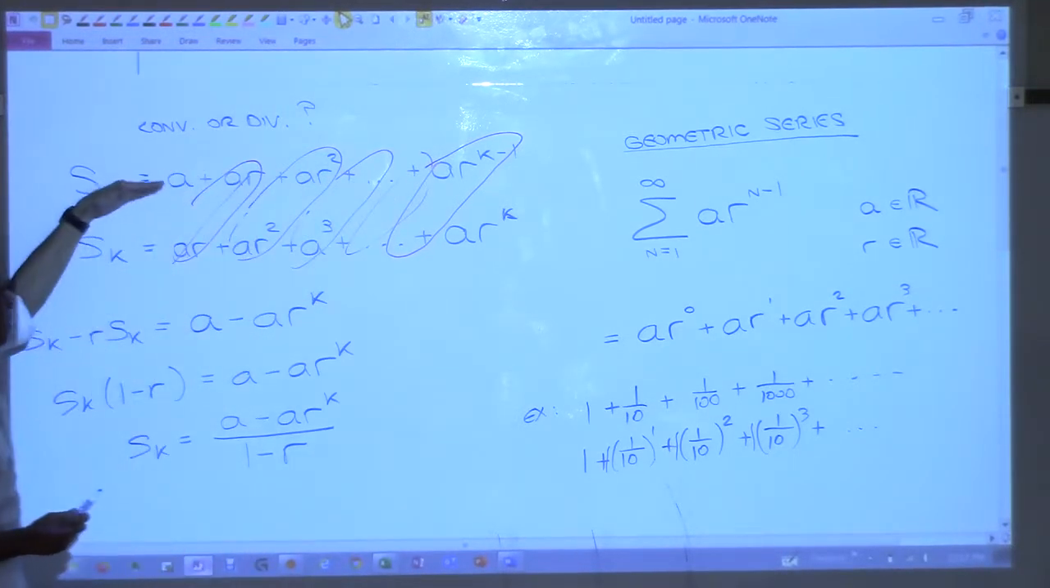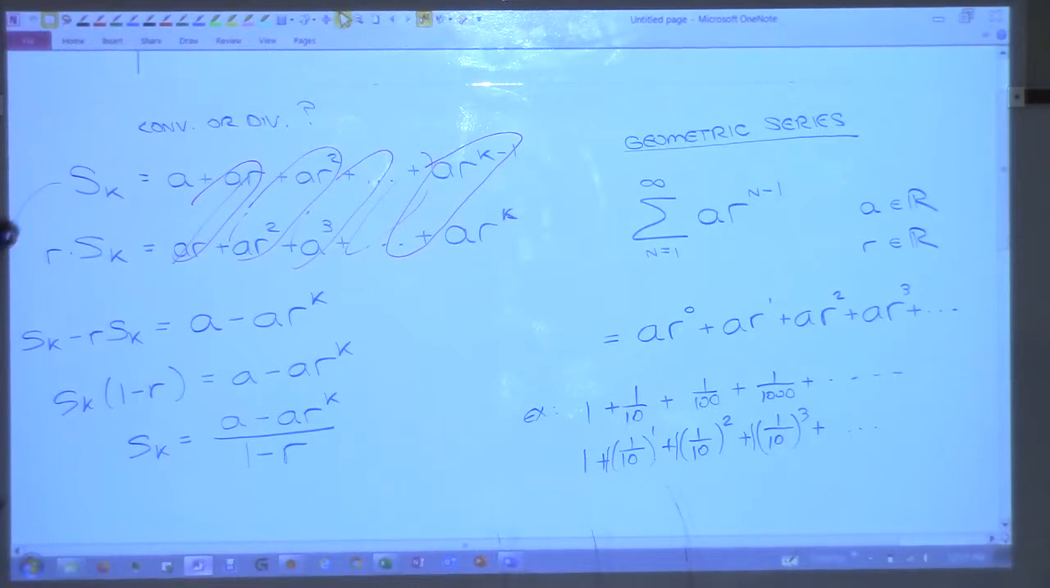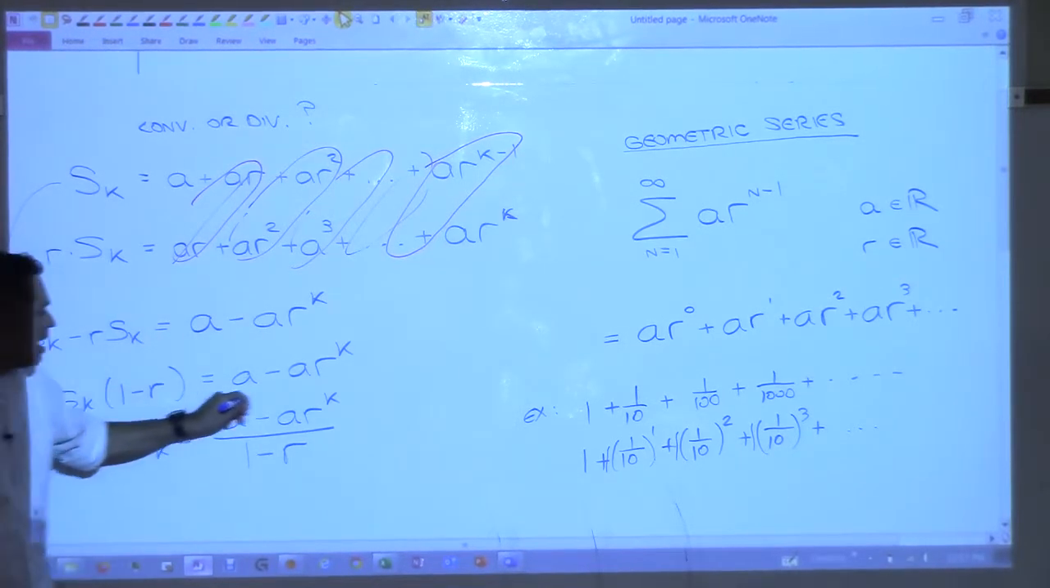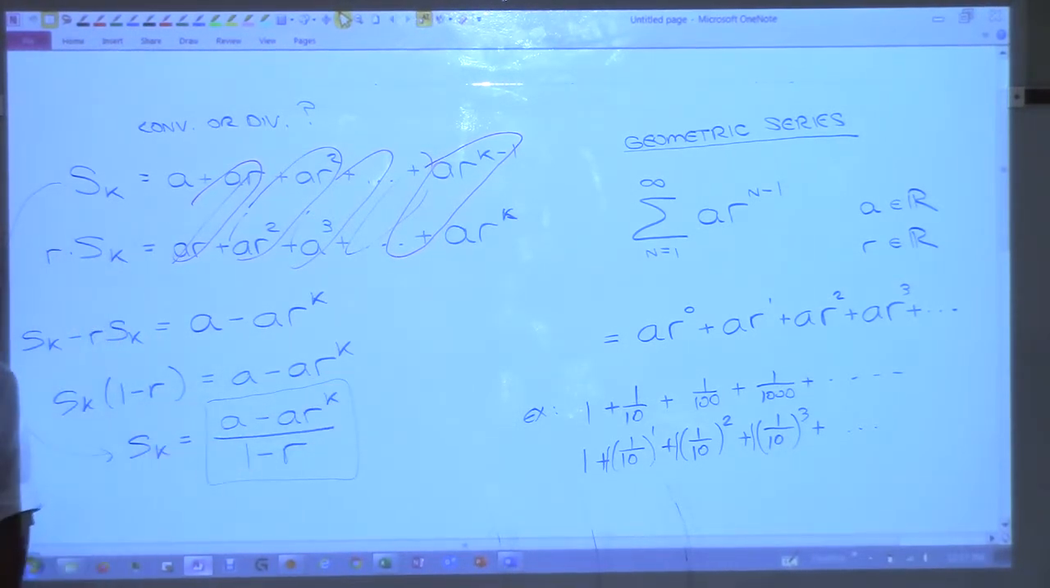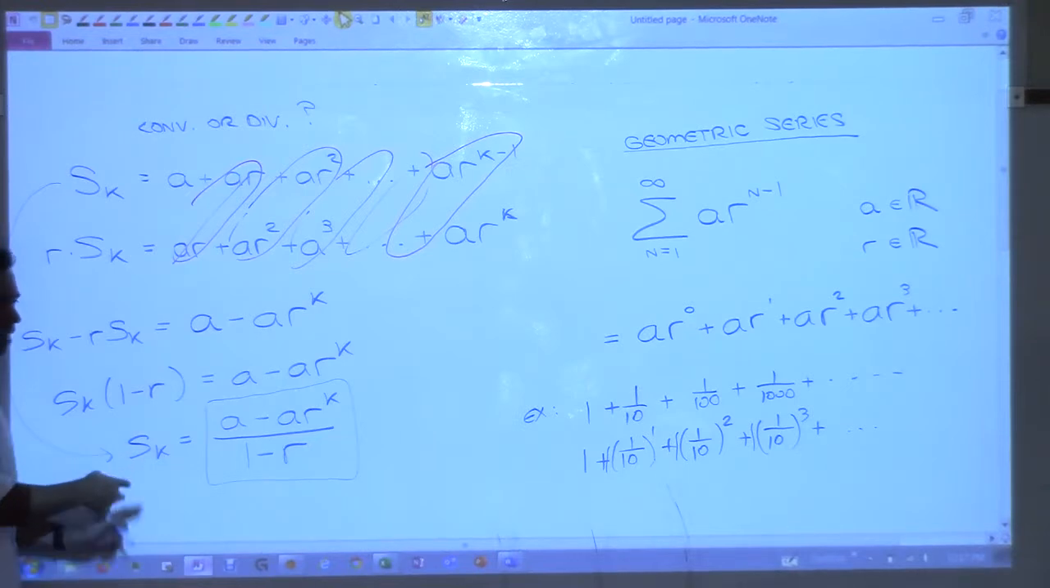But then I did all this weird stuff, and I came up with a new formula for s sub k, didn't I? But notice this new formula for s sub k doesn't have this, plus this, plus this, plus this. It's just this nice, compact, tight little formula. So what I'm going to do now is check to see if this sequence converges or not. And how do I check to see if this sequence converges or not? Take the limit, as k goes to infinity. I'm going to take the limit as k goes to infinity of this.